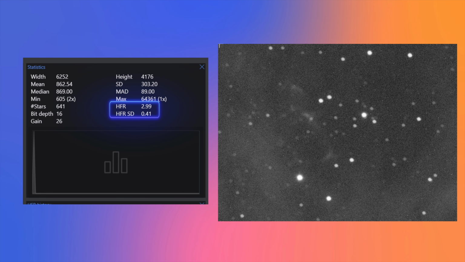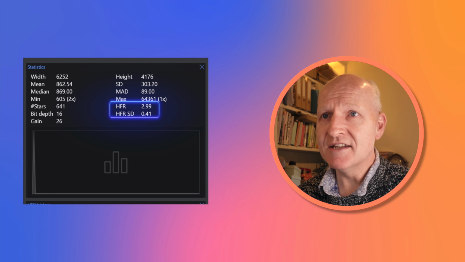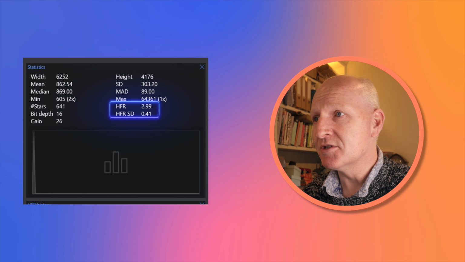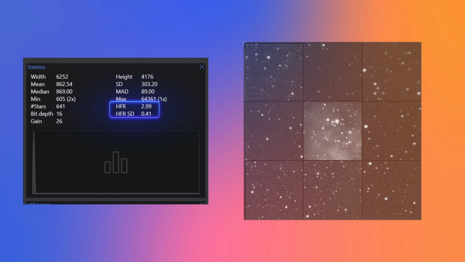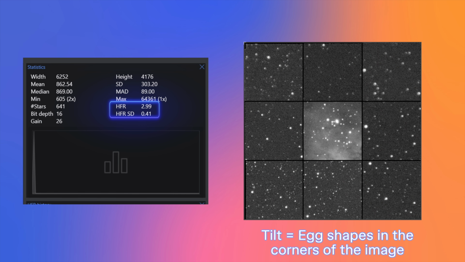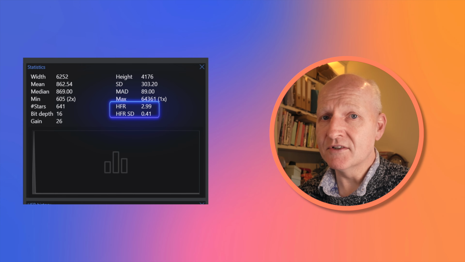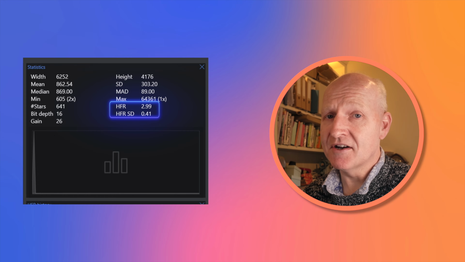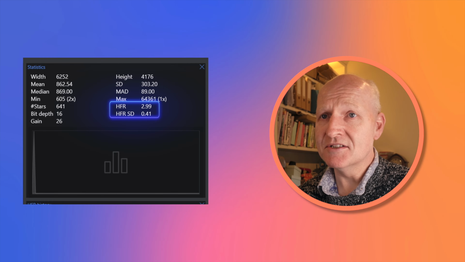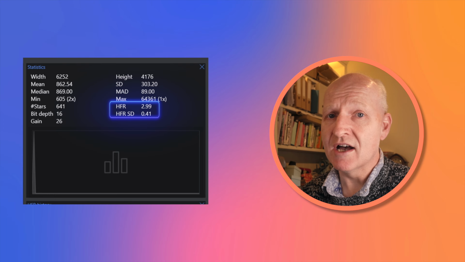And then you've got the HFR standard deviation, which just shows how consistent star sizes are across your image. It's a little bit like the other standard deviation, but it's just purely focusing on the stars. A high standard deviation might mean tilt or bad seeing or field curvature. In our case, 0.41 is not too bad. So what you're aiming for here is to have a low HFR standard deviation, which will mean that your stars across your image are all nicely focused. If you've got a high HFR standard deviation, then that might be indicative that some stars are focused while others are not as well focused.